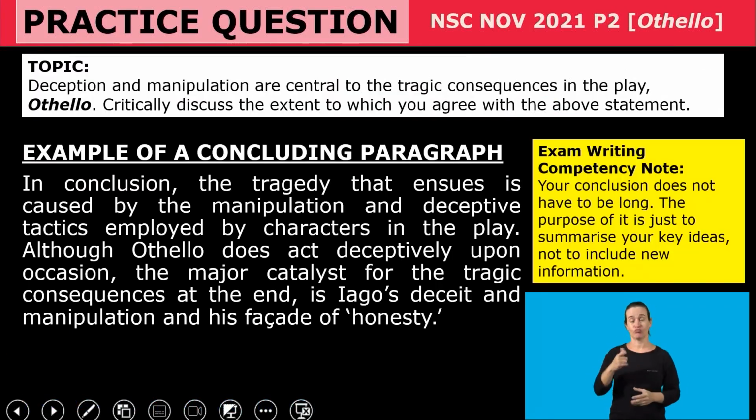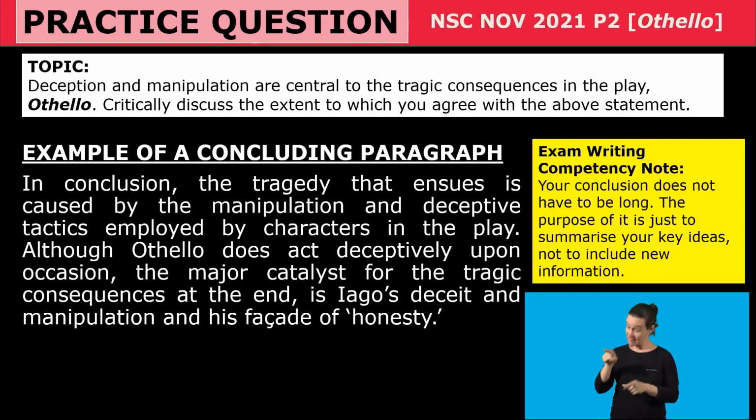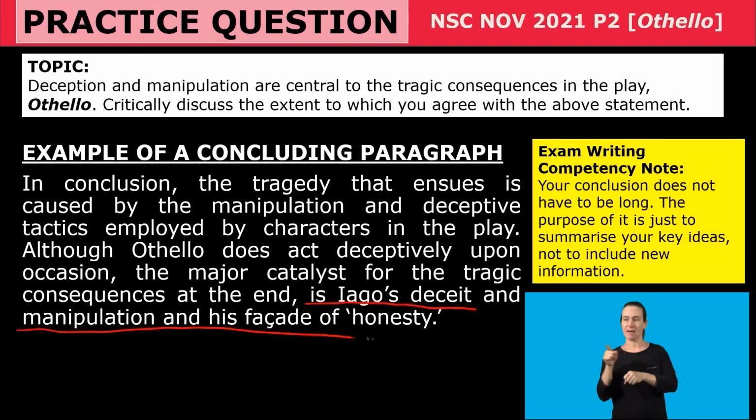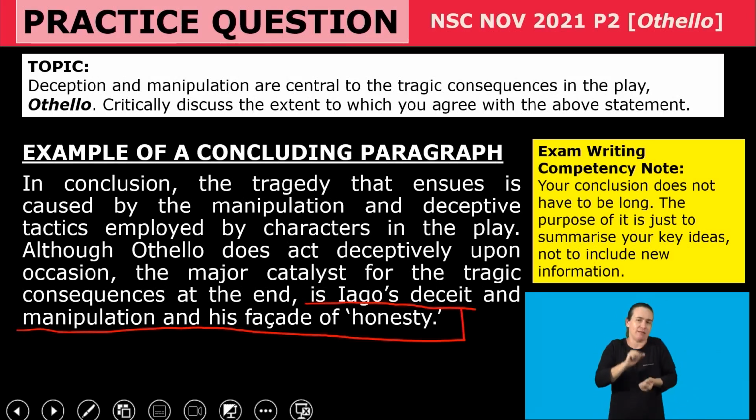Now for the conclusion. In conclusion, the tragedy that ensues is caused by the manipulation and deceptive tactics employed by characters in the play. Although Othello does act deceptively upon occasion, the major catalyst for the tragic consequences at the end is Iago's deceit and manipulation and his facade of honesty. So here we are basically summarizing the main aspects of our body paragraphs.